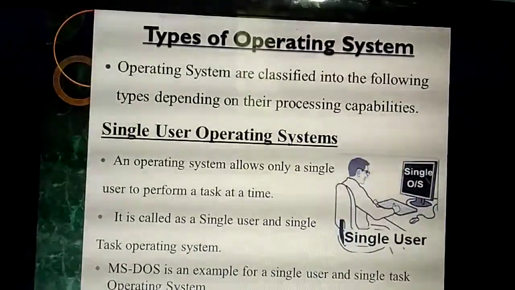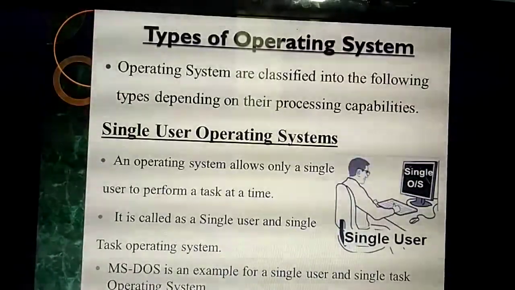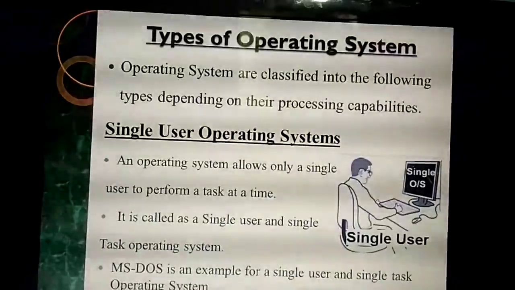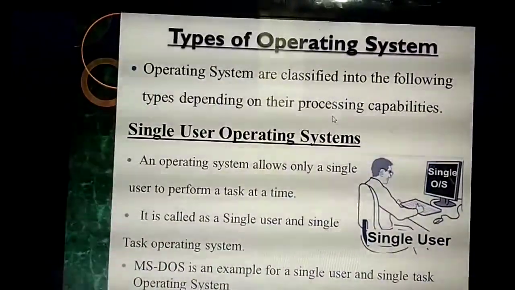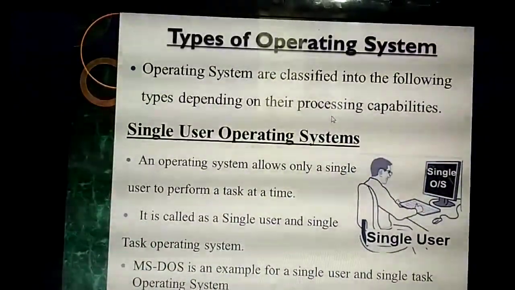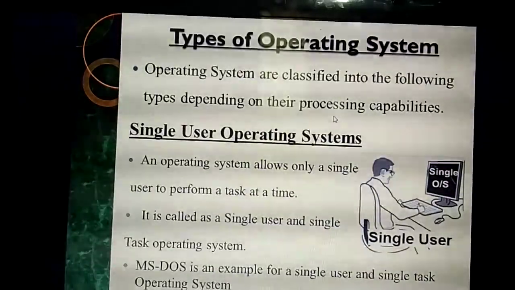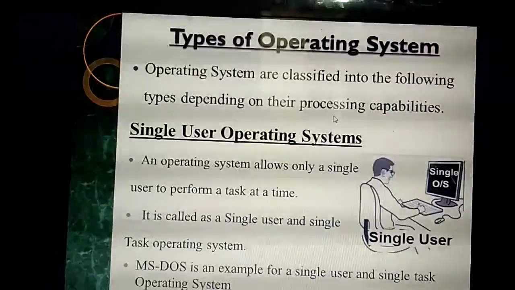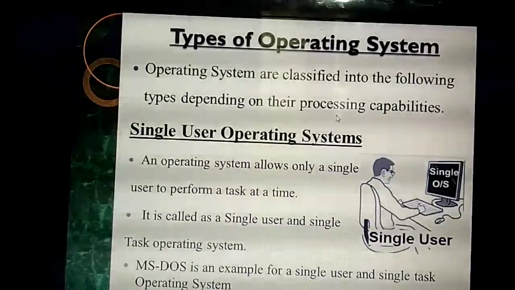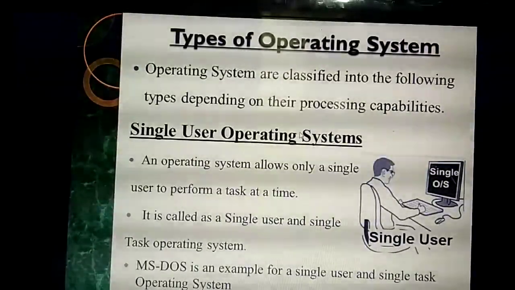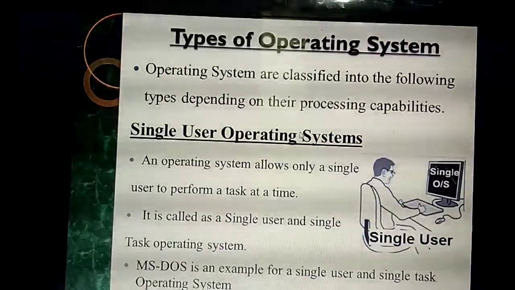How much process can be run? So how they are classified means based on how many processes a particular operating system can run. Okay. So what's the first type of operating system? Single user operating system.